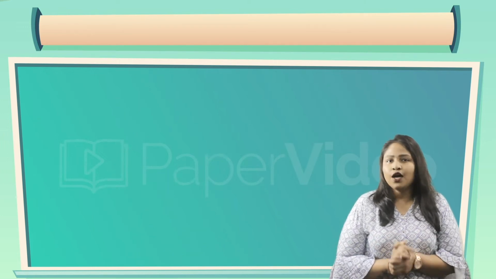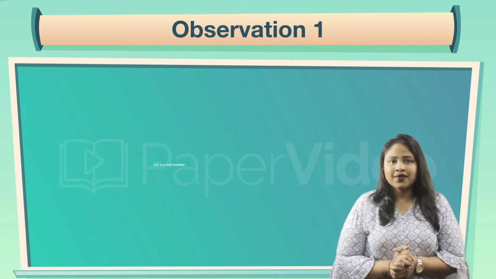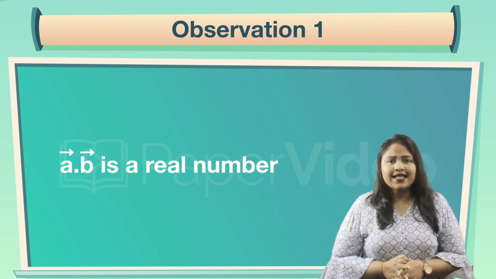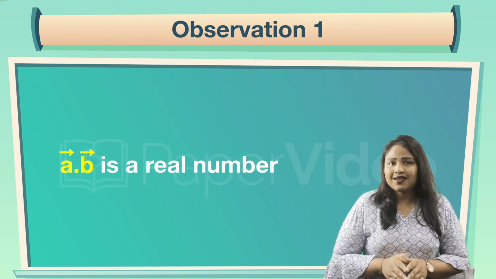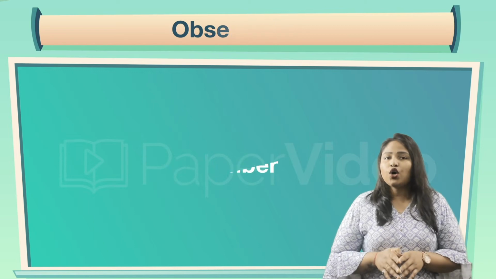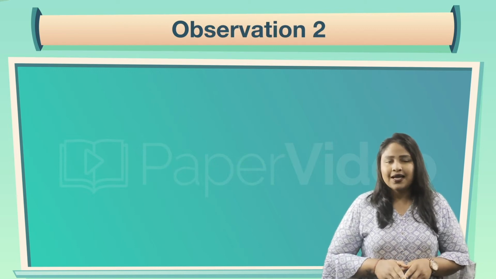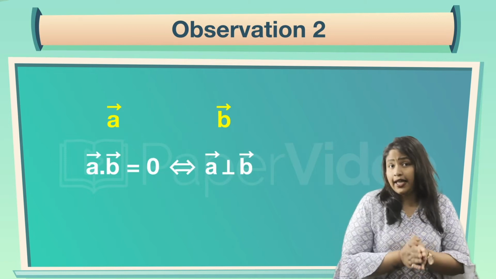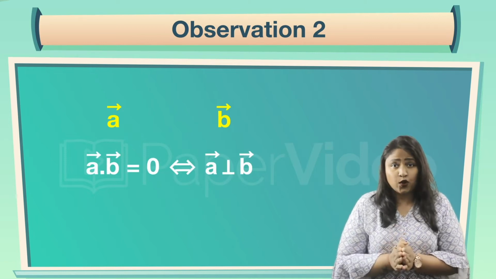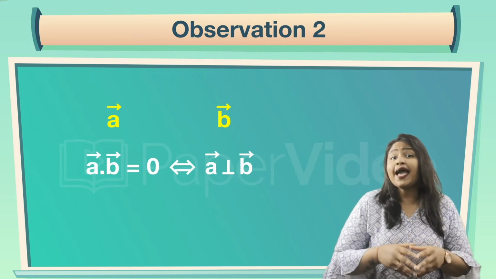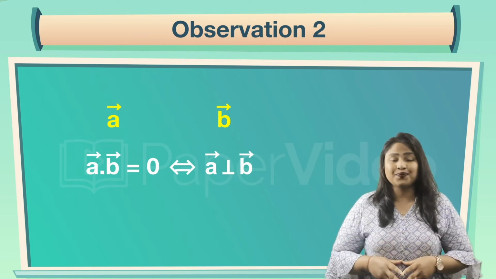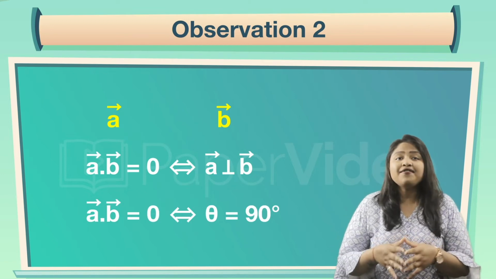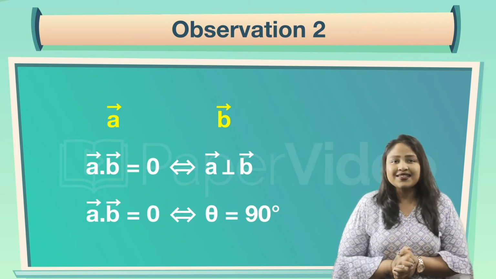According to the first observation, vector A dot vector B is a real number. This means that the dot product of two vectors is a real number. According to the second observation, if A and B are two non-zero vectors, then vector A dot vector B equals 0 if and only if A and B are perpendicular to each other. This means that the dot product of two vectors is 0 if the angle between them is 90 degrees.